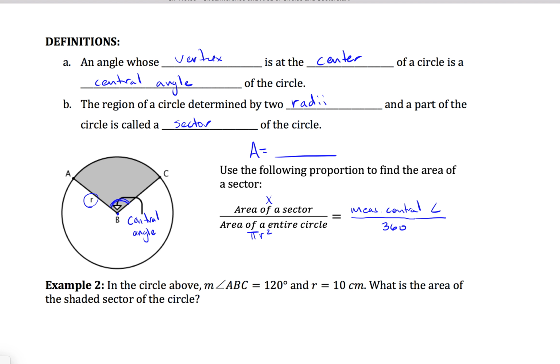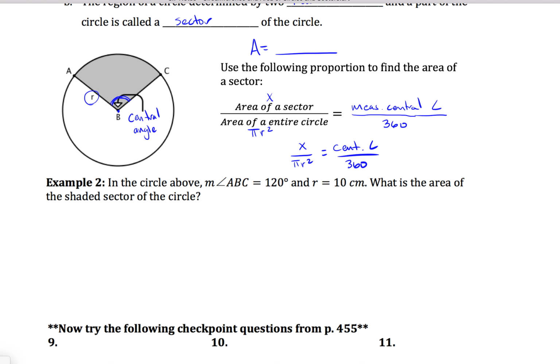It's always going to be 360. So that formula looks a little bit different. Sometimes you might want to shorten it to x over pi r squared equals central angle over 360. Might be an easier way to remember that. And then, of course, when we actually use this, we're going to be cross multiplying. We're going to take this number times this number and the x times the 360, and that'll set up an equation that we should be able to solve.